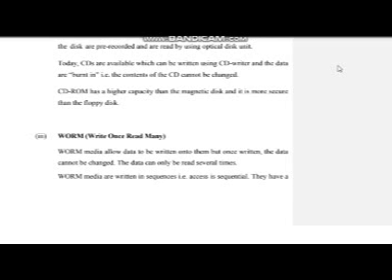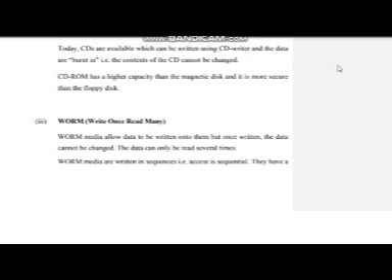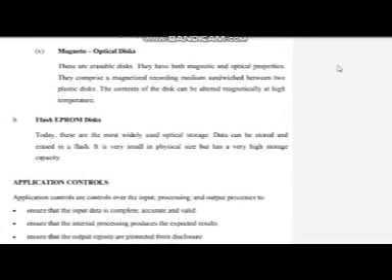Then we have the video disk. This is an optical disk that stores audio, video, text data. It can be accessed a frame at a time. Just write it is an optical disk that stores audio, video and text data.